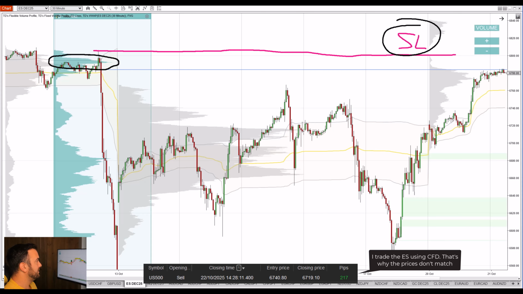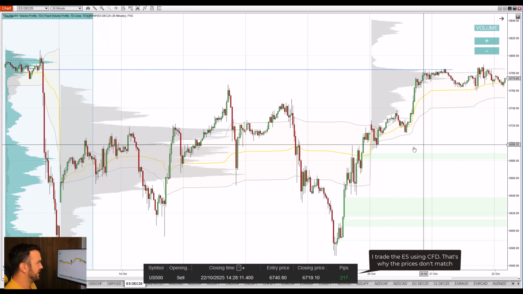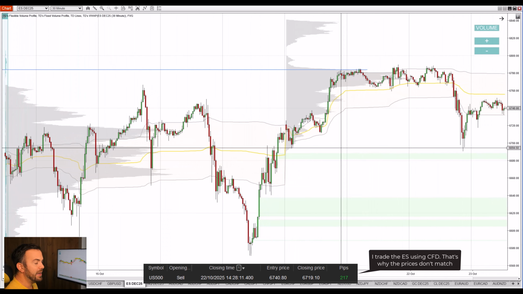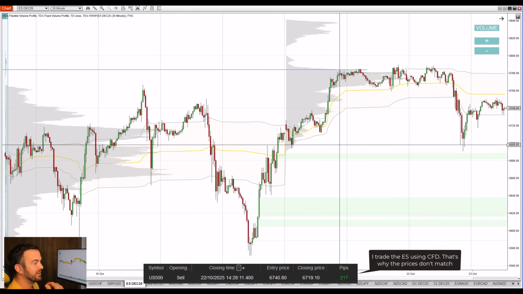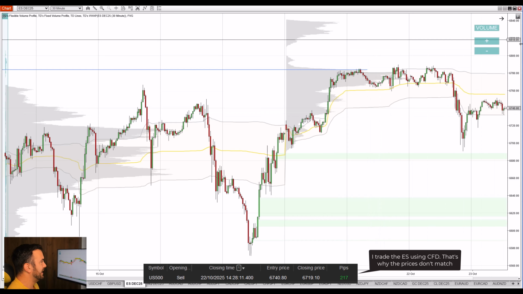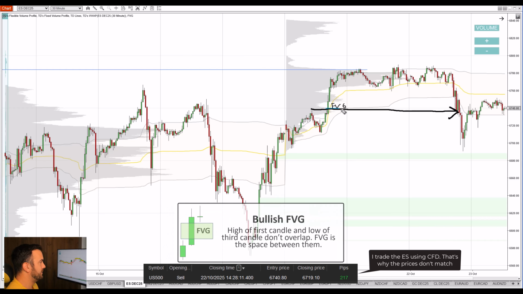Now, regarding the take profit, this was a little bit more tricky, because I usually like to quit my trades when the trade reaches a strong barrier. In this case, I initially planned to quit the trade in here because there was a fair value gap. This was the beginning of the fair value gap right here, and this was the whole fair value gap.